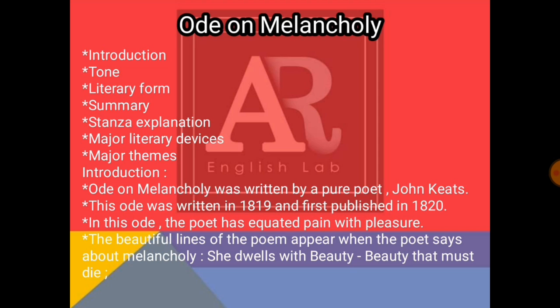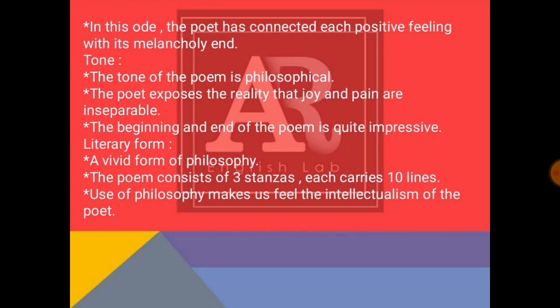The beautiful lines of the poem appear when the poet says about melancholy, she dwells with beauty, beauty that must die. In this ode, the poet has connected each positive feeling with its melancholy ends.